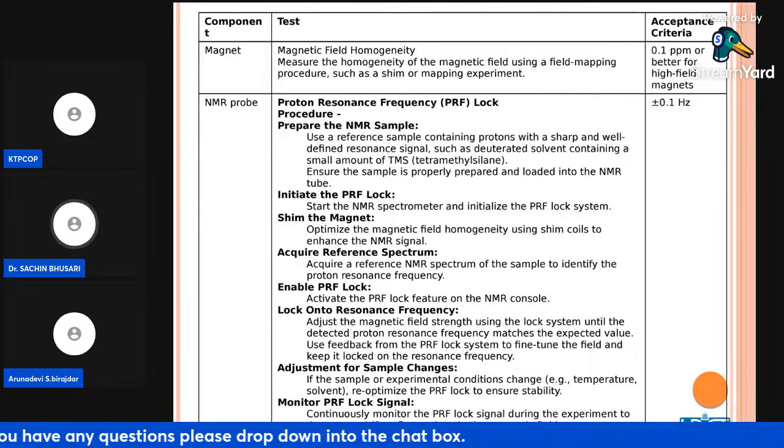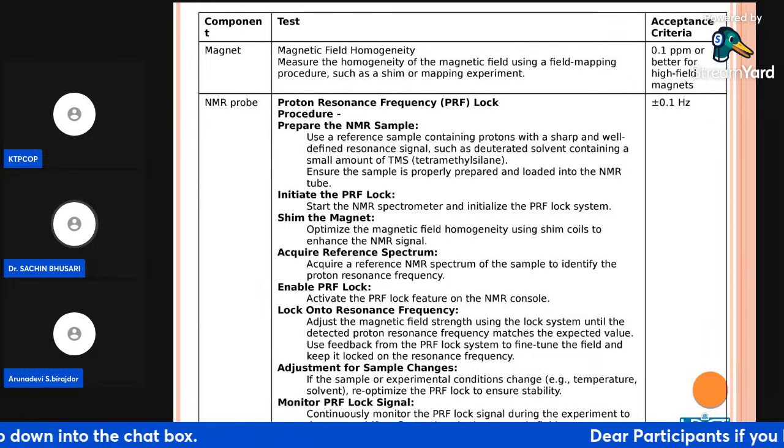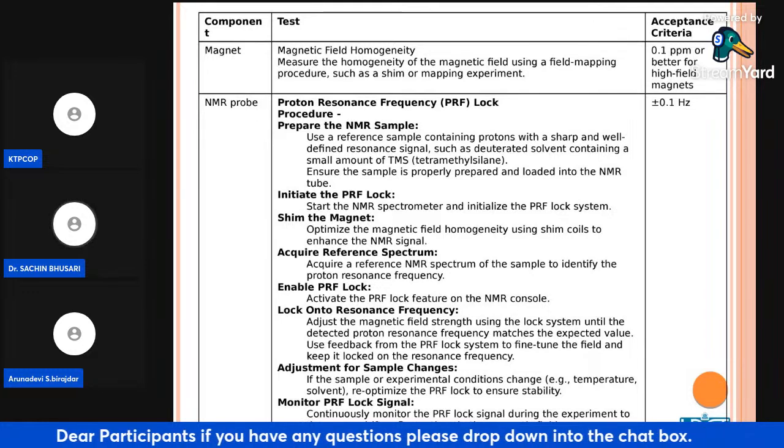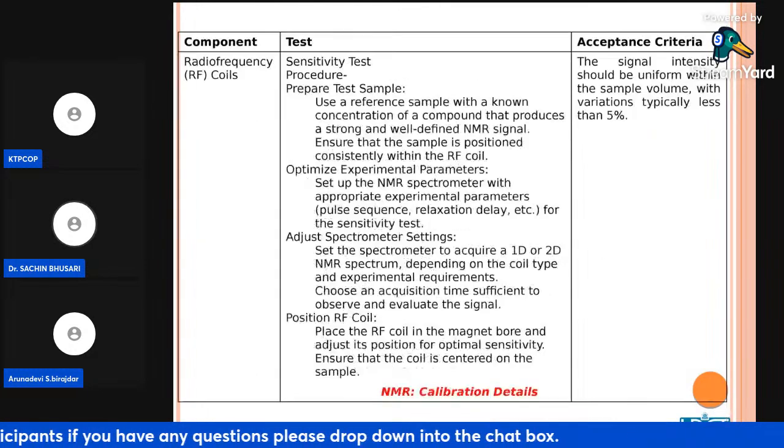So you have to check the magnetic field homogeneity. The acceptance criterion is 0.1 ppm or better for high field magnets. For the NMR probe, plus or minus 0.1 hertz is the acceptance level. So you have to prepare; a lock procedure is there. I will move the slide to the next.